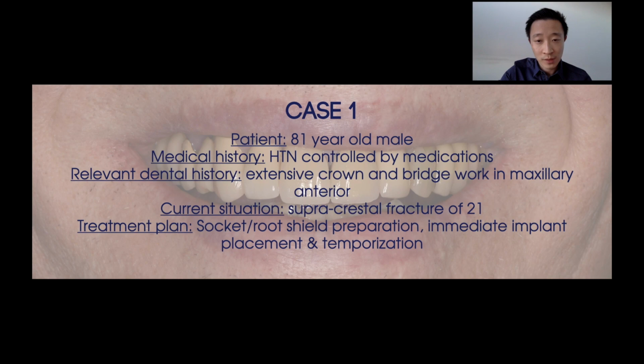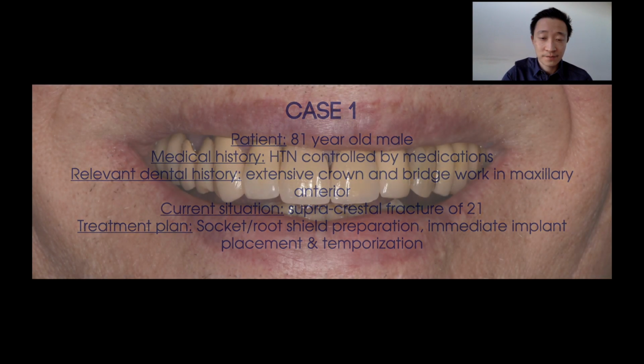This one was planned. Aside from digital radiography, there was nothing digital about this case that we did. It's an 81-year-old male with controlled hypertension. He does have extensive crown and bridge work in the maxillary anterior, but dentally he's pretty well off. He has a supracrustal fracture of 2-1, and the plan was for a socket shield preparation, immediate implant, and temporization.